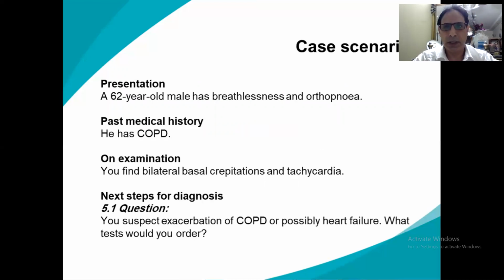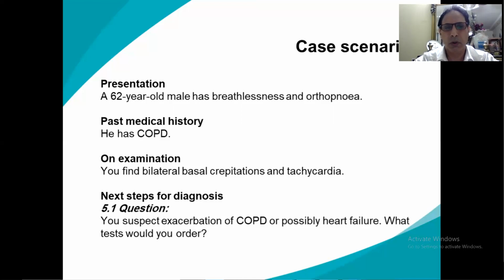Another case scenario: a 62-year-old male presented with dyspnea and orthopnea. He has a history of COPD, and on examination you found bilateral basal crepitations and tachycardia. The question: do you suspect exacerbated COPD or possible heart failure? Yes, definitely we have two differential diagnoses here. It might be a case of COPD with exacerbation, or it might be a new presentation of right-side heart failure due to COPD, what we call cor pulmonale.